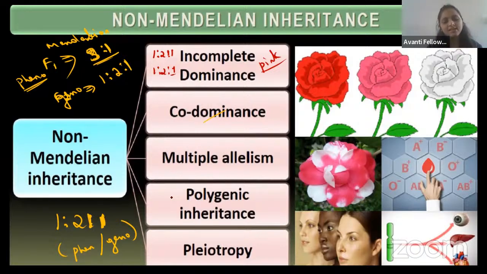The other non-Mendelian characters are codominance, multiple allelism, polygenic inheritance and pleiotropy. Always remember, these all are non-Mendelian inheritance. They may ask you in the exam to give an example for non-Mendelian inheritance. So remember all these things.